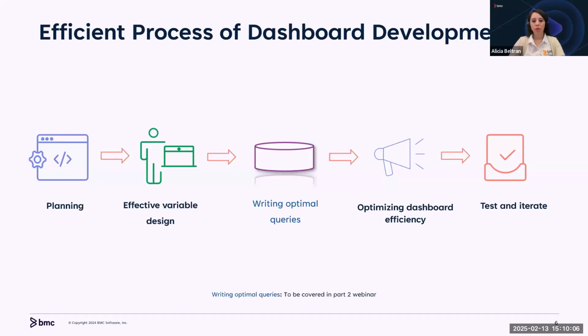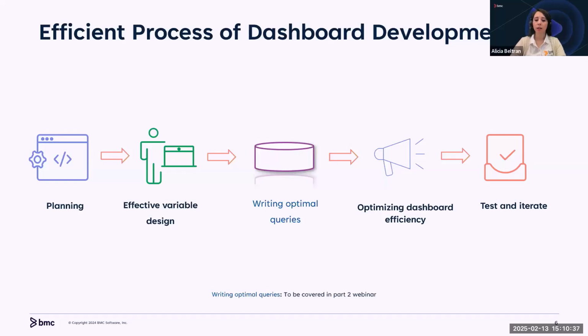The next approach is to have effective variable design. This is about designing well-structured variables, preventing unnecessary data retrieval. The next step is writing optimal queries. In this stage, we are going to talk about best practices to write optimized queries and reduce query execution time. However, this is a separate topic that requires ample time for detailed discussion, so this will be covered in part 2 of this webinar series.